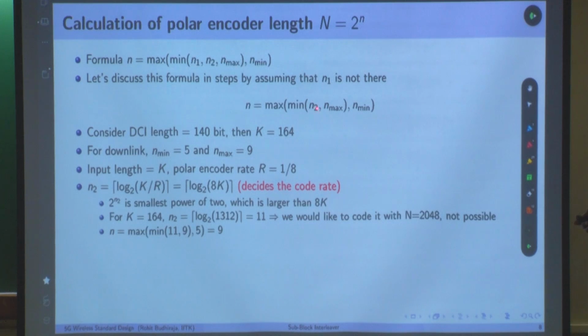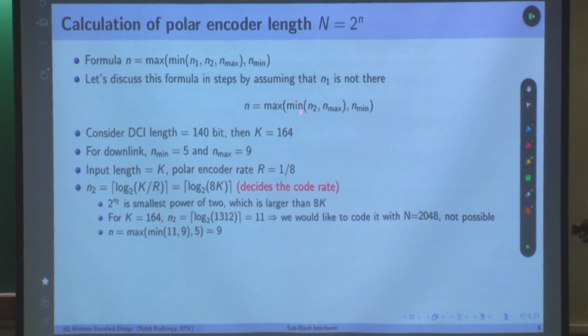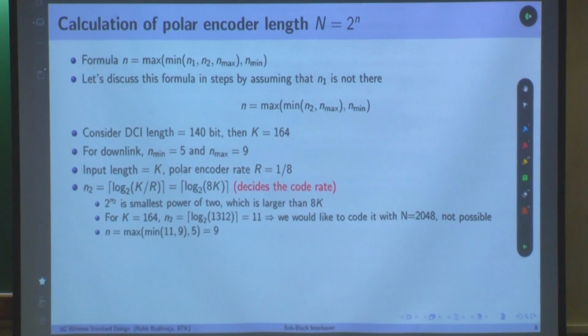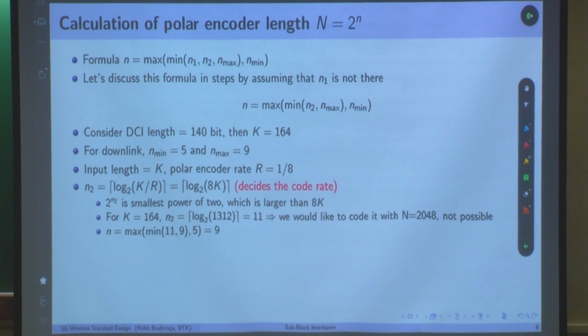What are you getting here? N2 is coming out to be 11, but you are not allowed that. That's why it is the minimum of N2 comma n max. If N2 comes out to be more than n max, which the polar encoder doesn't allow, then it is the minimum of the two. And you see this, so n comes out to be 9.